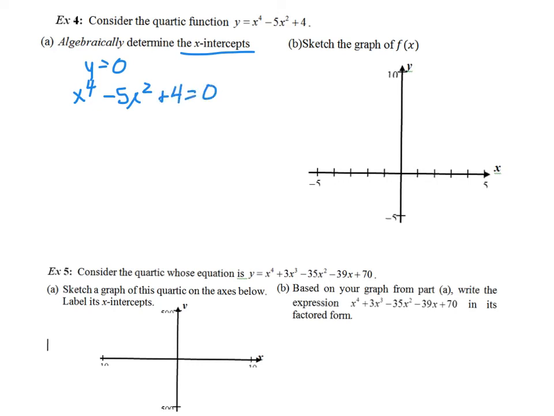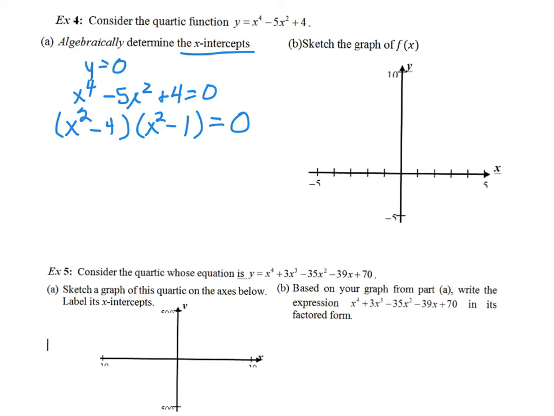Now, this one is actually just a trinomial, but you'll notice that my first variable is an x to the fourth. So when I factor this, it's going to give me x squared times x squared, giving me an x to the fourth. Now I want to add to get negative 5 and multiply to get 4. So those two factors are going to be x squared minus 4 and x squared minus 1.